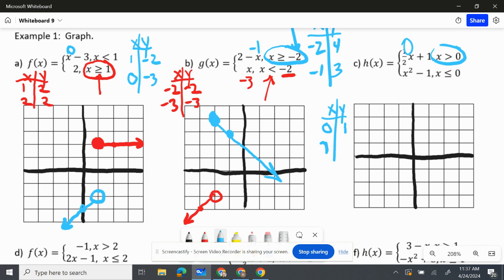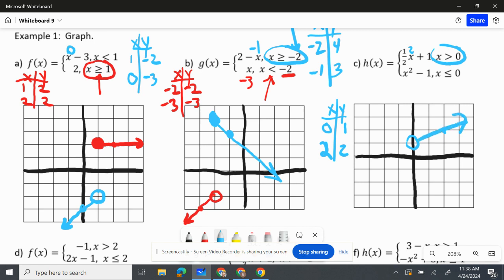Actually, I'm going to pick a 2 so I don't have a fraction. Once again, it just has to be greater than 0. So 1 works if you want, 2, 3, 4. When I plug in a 2, half of 2 is 1. 1 plus 1 is 2. So 0, 1, I have an open circle. Then at 2, 2, I draw my line.